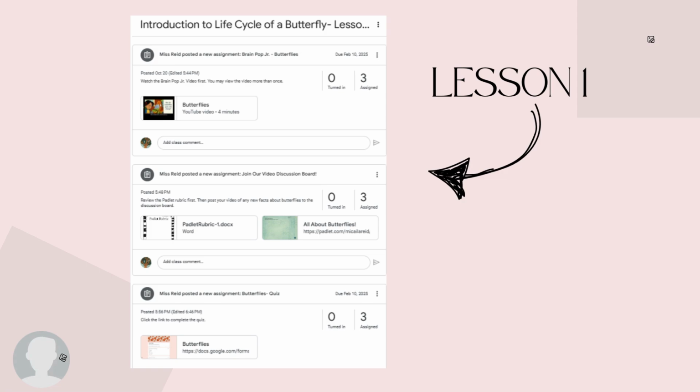The introduction to the life cycle of a butterfly starts with lesson 1. Students first begin by watching a Brain Pop video on butterflies, and then they are asked to review the Padlet rubric that directs them to the expectations for their responses on their Padlet.